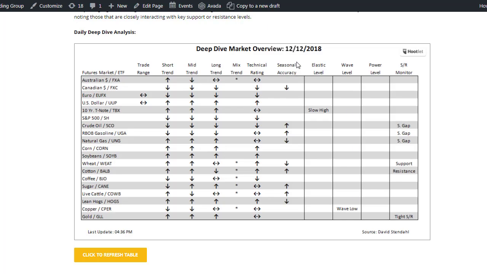Hey there, it's David Stendahl with tonight's Deep Dive. It is December 12, 2018. We're going to take a look at the euro, obviously the reverse of the U.S. dollar for the most part. The ETF for the short side in the euro is EUFX.